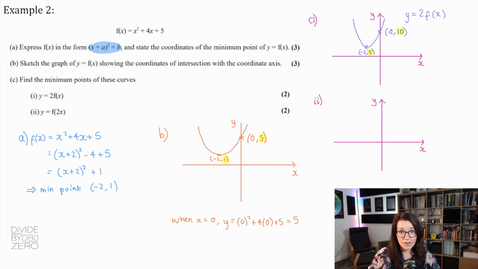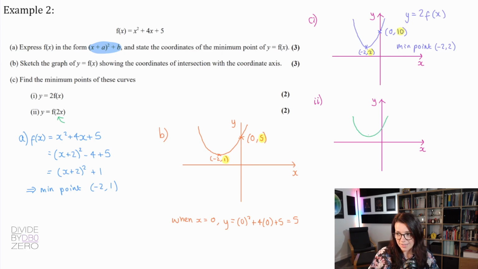And in terms of actually answering the question, the minimum point is now (-2, 2). Part II, the 2 is now inside the bracket, which means it's a change in the x direction in the opposite way to what we would think. So instead of getting 2 times bigger this way, it's actually going to get 2 times smaller this way. So it's a squash. Quite hard to see that on a sketch, but we'll do it anyway.